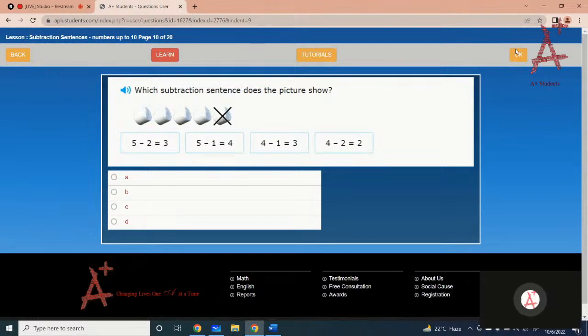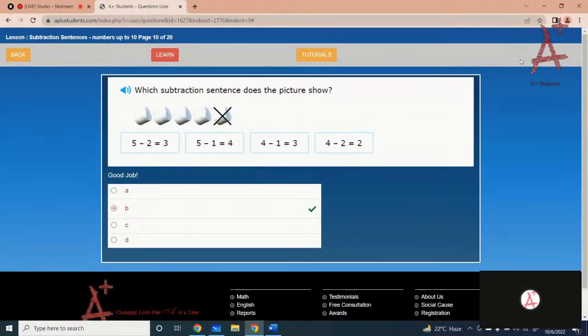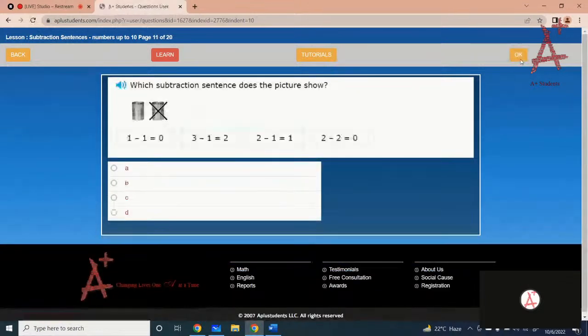Okay, which subtraction sentence does the picture show? Which of the options is the correct one? 1, 2, 3, 4, 5. So in total, you have 5 marshmallows. So out of the 5, just one is crossed. So 5 subtract 1 is, the ones that are not crossed out are 4. Very good. It's option B. 5 subtract 1 is 4.